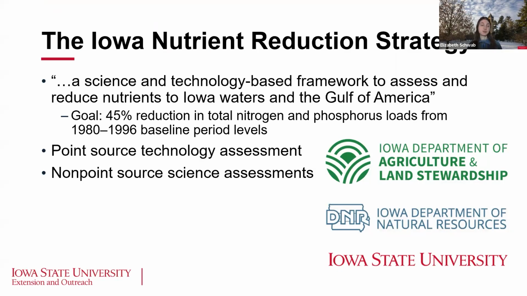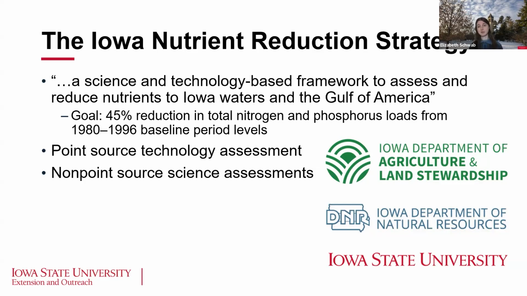So the 12 states along the Mississippi River were tasked to develop comprehensive nutrient reduction plans by the 2008 Gulf Hypoxia Task Force. Each of these states came up with their own plan. The Iowa nutrient reduction strategy is, to quote, a science and technology-based framework to assess and reduce nutrients to Iowa waters and the Gulf of America. Our goal is to eventually achieve a 45% reduction in total nitrogen and total phosphorus loads compared to the baseline period level, those average annual loads during the period 1980 to 1996.